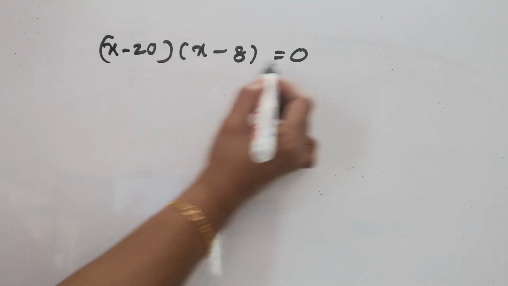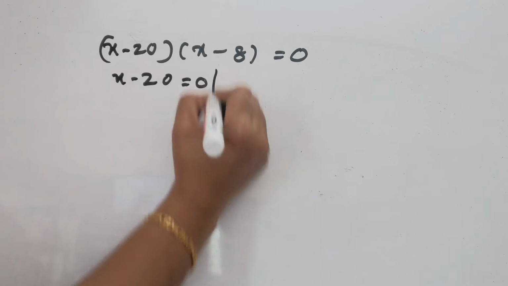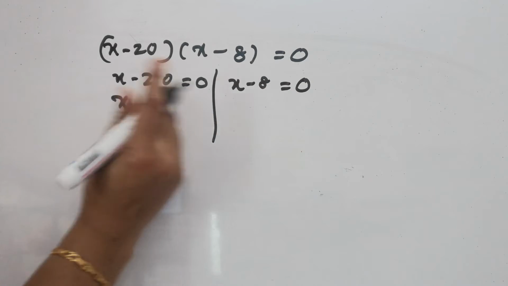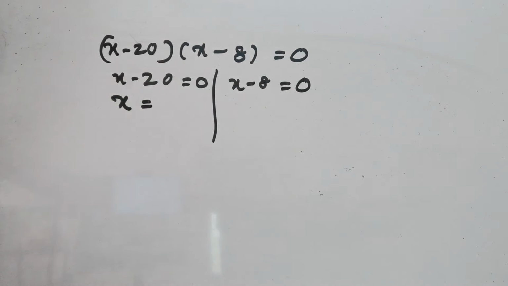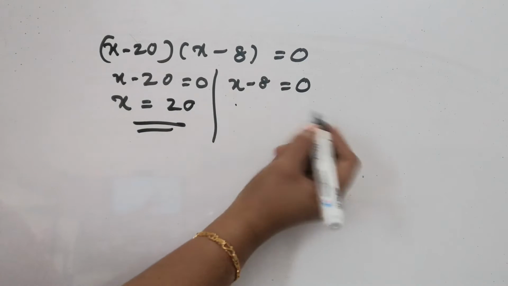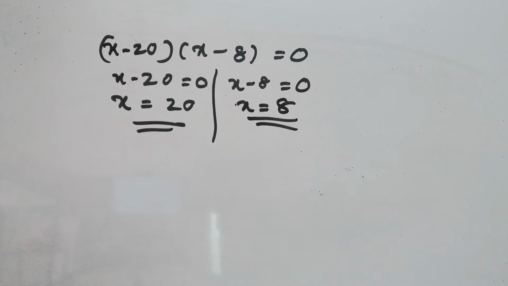Clear? Then we compare each term with 0. First one is x minus 20 is equal to 0 and the second one is x minus 8 is equal to 0. So x minus 20 is equal to 0 means x is equal to 20. That is one of the solutions. In the same way, x minus 8 is equal to 0 means x is equal to 8. These are the two solutions of our quadratic equation. Then we move to our next section or next question.